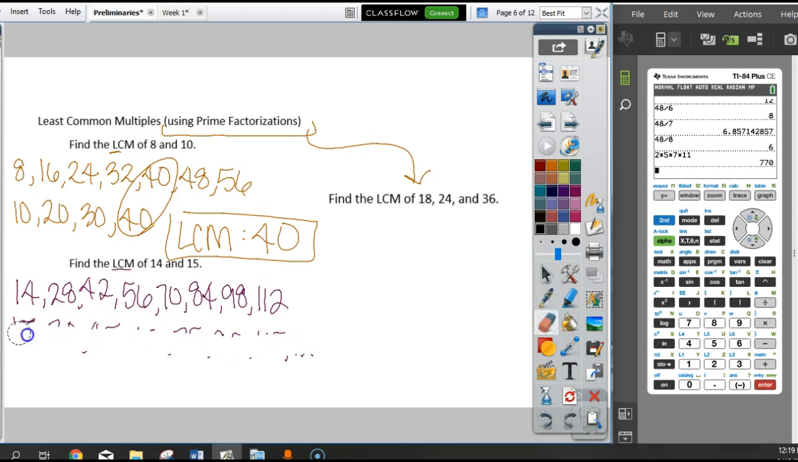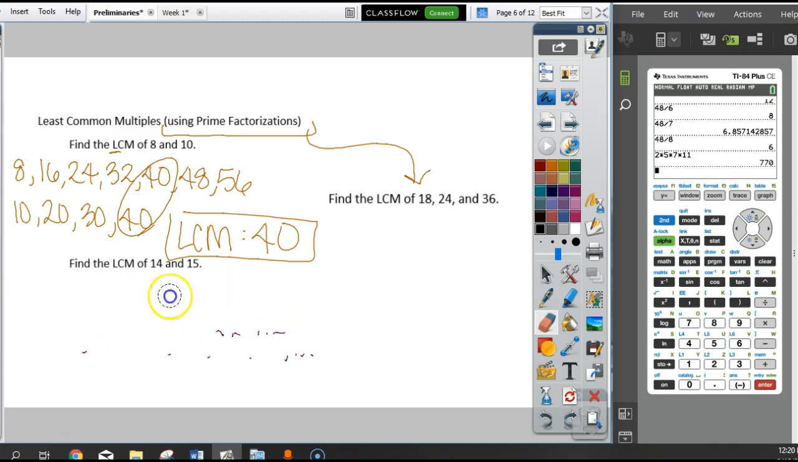So I'm going to skip this method, and we're going to use prime factorization to help us instead. If I rewrite the prime factorization for 14, that would be 7 and 2. Those are both prime numbers, so that's the correct factorization for 14. For 15, it is 5 and 3. Notice they don't have any factors in common.